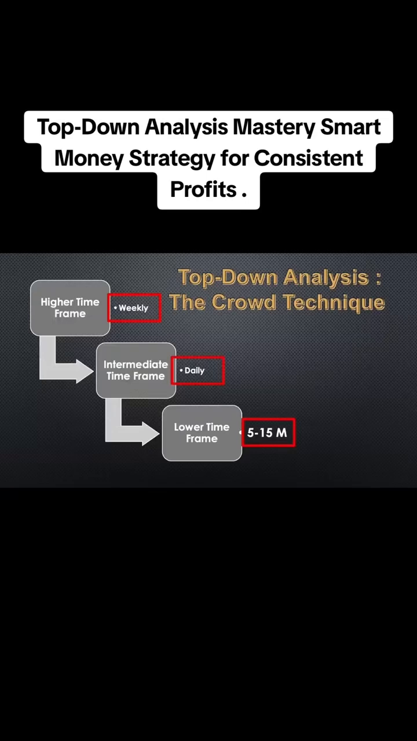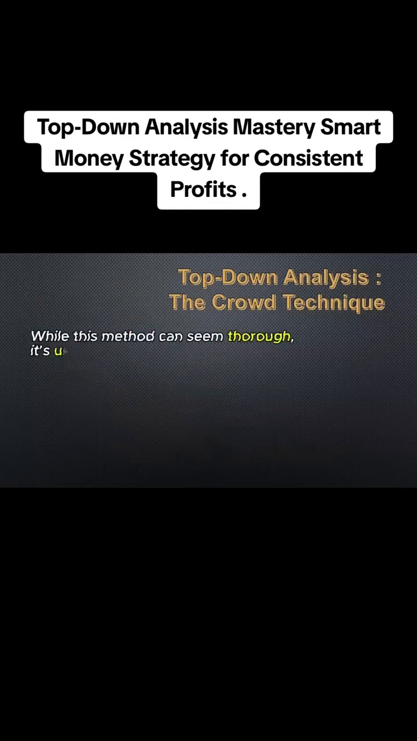Finally, they switch to a lower time frame, like the 5-minute or 15-minute chart, to find the perfect entry point. At this stage, they're looking for specific patterns or candlestick signals to time their trade. While this method can seem thorough, it's usually overwhelming.